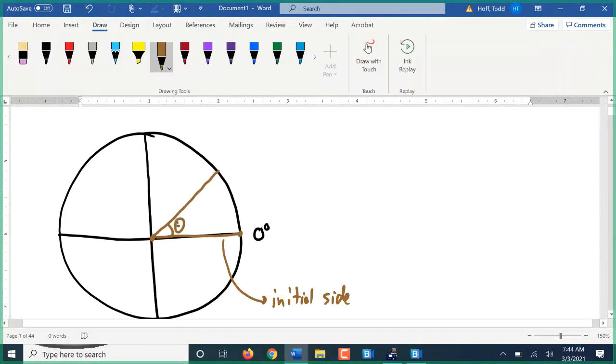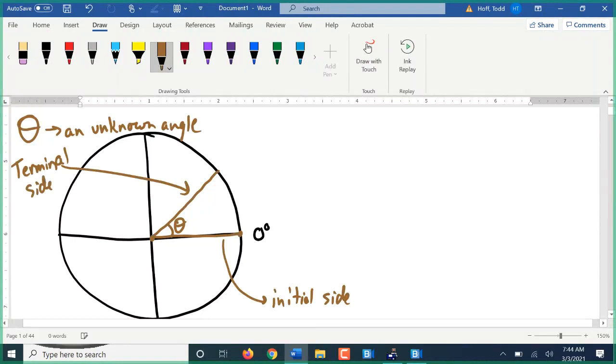Let's say we rotate an angle, and I'm going to call that angle theta. That symbol theta just means any unknown angle. This here is the terminal side. That's where the rotation stops. If we're rotating from 0 to whatever the size of that angle is, that's where it stops.